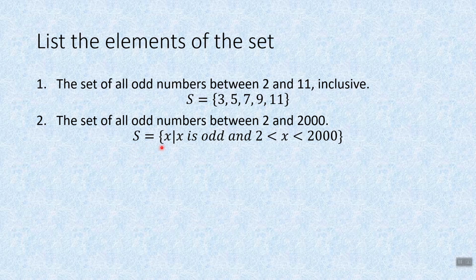S is the set of all x such that, that's what this little line means, such that x is odd, right? It's an odd number, and x is between 2 and 2000. Notice the notation: 2 is less than x is less than 2000. 2 is less than 2000. Your inequalities always have to make sense, even if you take out portions. And this literally says x is between 2 and 2000.